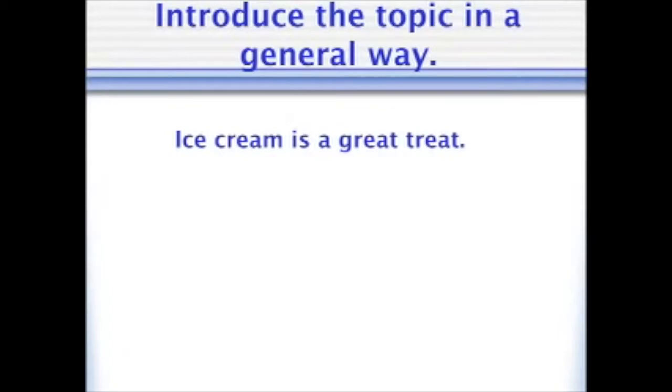In this example, the paragraph is going to be about ice cream being a good treat. It will not be about how ice cream is made or how it gets into stores. It will also not be about other desserts and snacks. It will only be about how ice cream is a good treat.